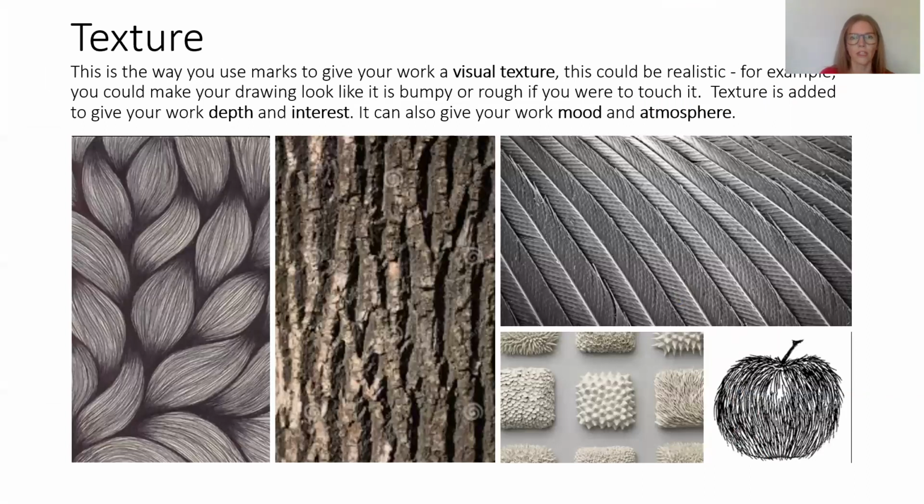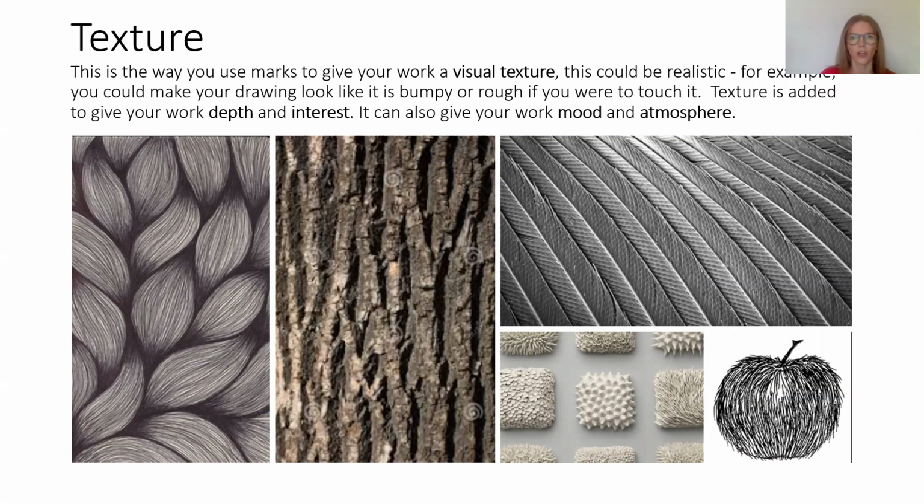Right, so we're going to look at texture and tone now. Texture is the way you use marks to give your work a visual texture. So it could be realistic. For example, you could make your drawing look like it's bumpy or rough if you were to touch it. Texture is added to give your work depth and interest. It can also give your work mood and atmosphere.